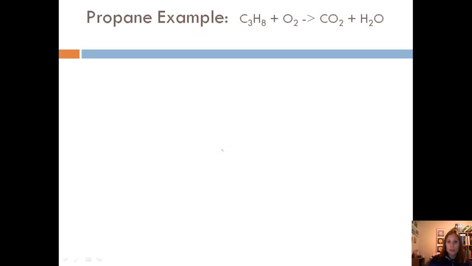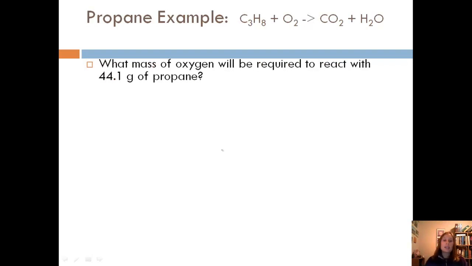Okay, so let's look at an example. So we have this propane, and we want to know what mass of oxygen is going to be required to react with 44.1 grams of propane. Ugh, I'm in trouble talking today.